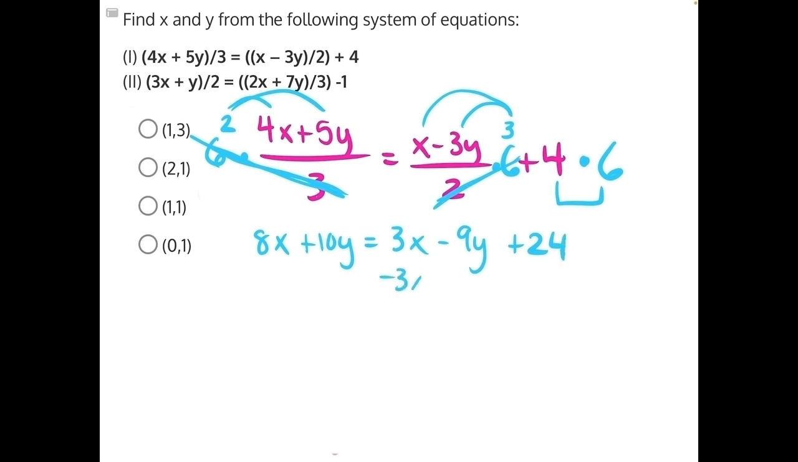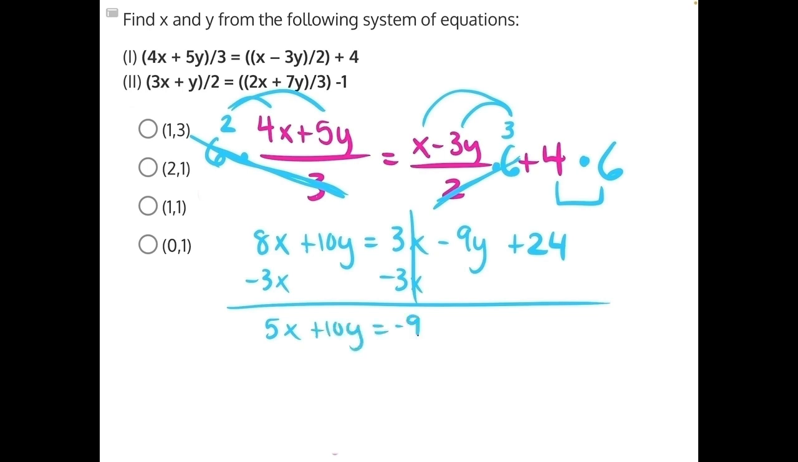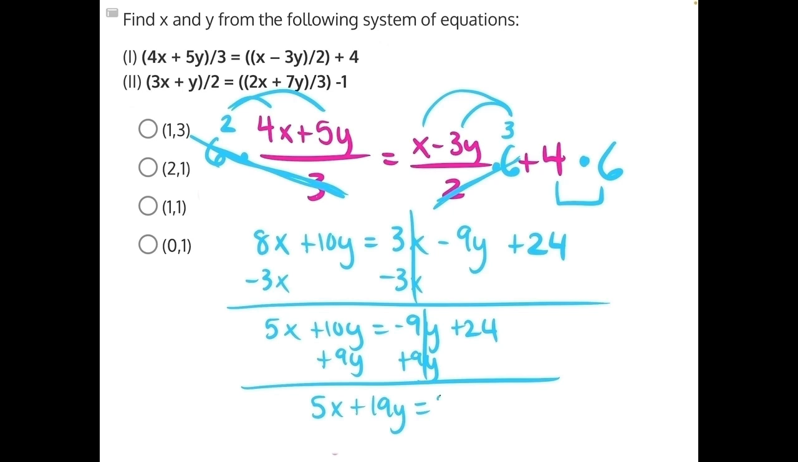3x is positive, so the opposite here is subtraction from both sides. These will cancel, leaving us with 5x plus 10y equals negative 9y plus 24. Then we need to do opposite operations one more time to bring this y over. These will cancel, and we are left with 5x plus 19y is equal to 24, which is much better. I'm going to go ahead and write this up here. That's our new first equation. And then I'll erase all of this and we'll do the same thing for the second equation.